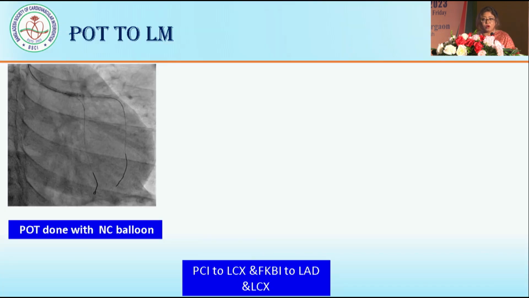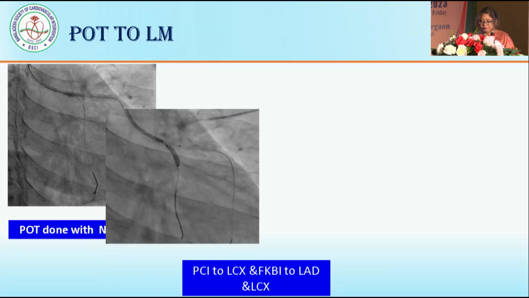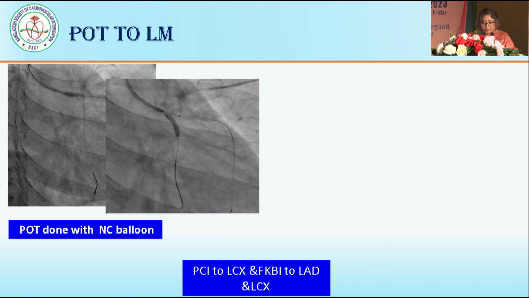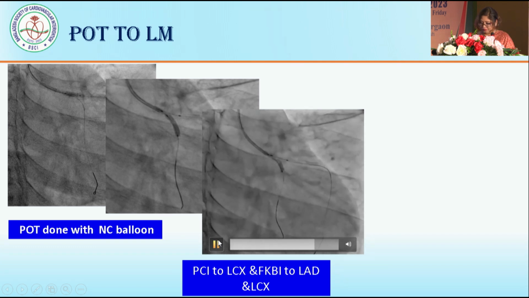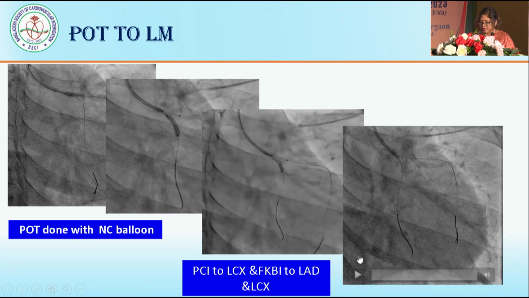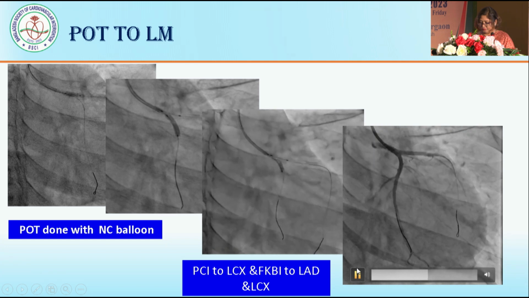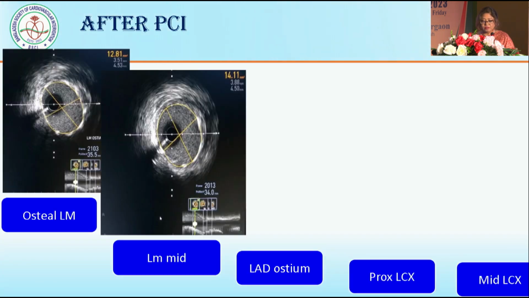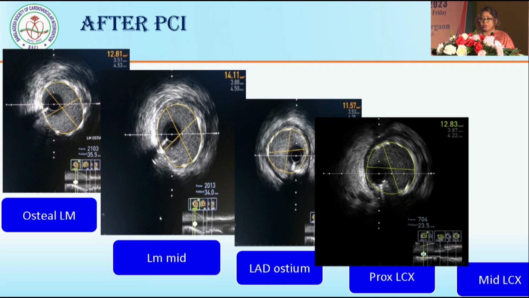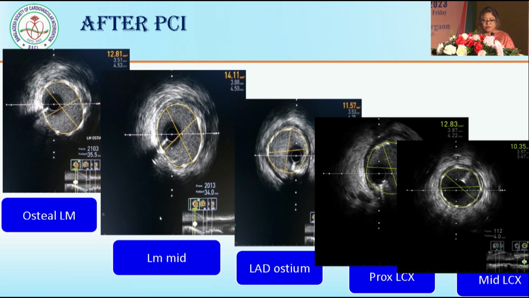So we did balloon dilatation, then this LCX was stented and FKBI done, and this is the final stenting. After that, we did the IVUS. It shows the stent was well apposed, with good luminal area gain.